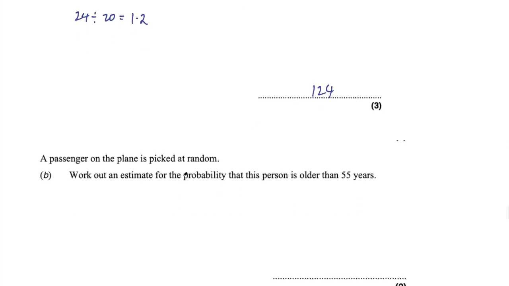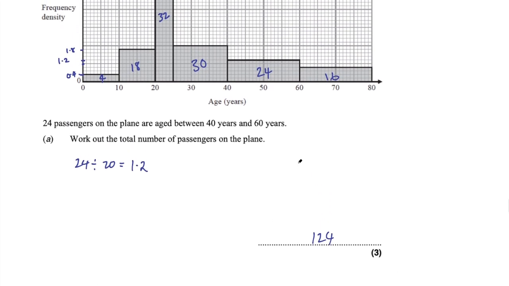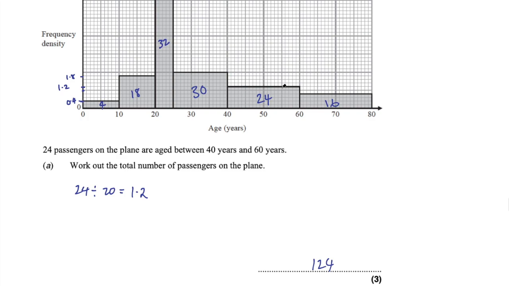Part B says a passenger on the plane is picked at random. Work out an estimate for the probability that this person is older than 55 years. Okay, so again, looking at the diagram, 55 is here. So I'm going to rub out that 24 now.